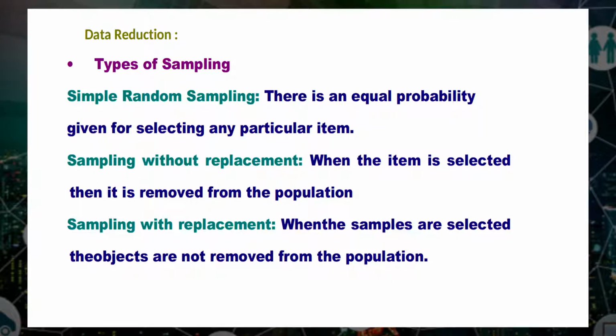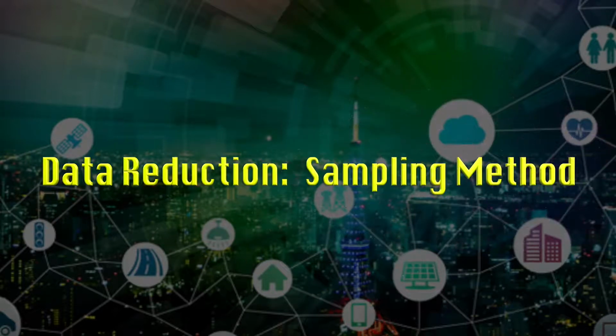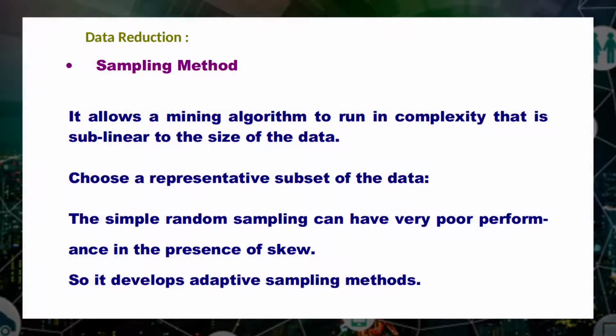The next technique is sampling with replacement. When samples are selected, the objects are not removed from the population. In this method, the same object can be picked more than once. Sampling allows a mining algorithm to run in complexity that is sublinear to the size of the data, by choosing a representative subset of the data. Simple random sampling can have very poor performance in the presence of skew, so adaptive sampling methods are developed.